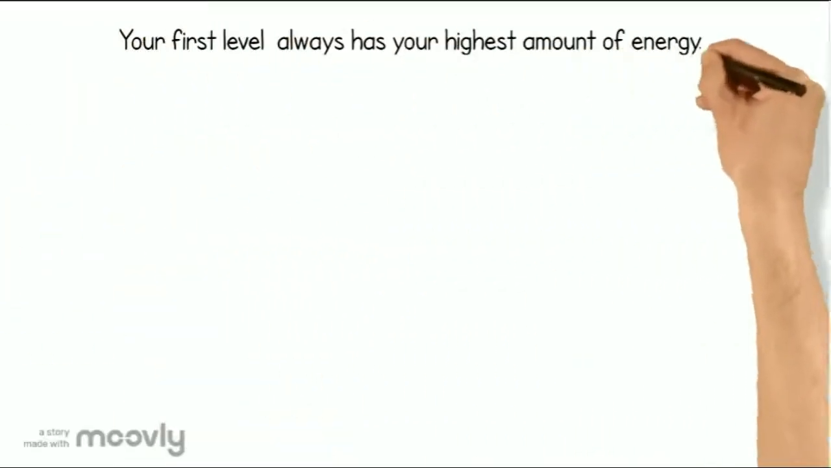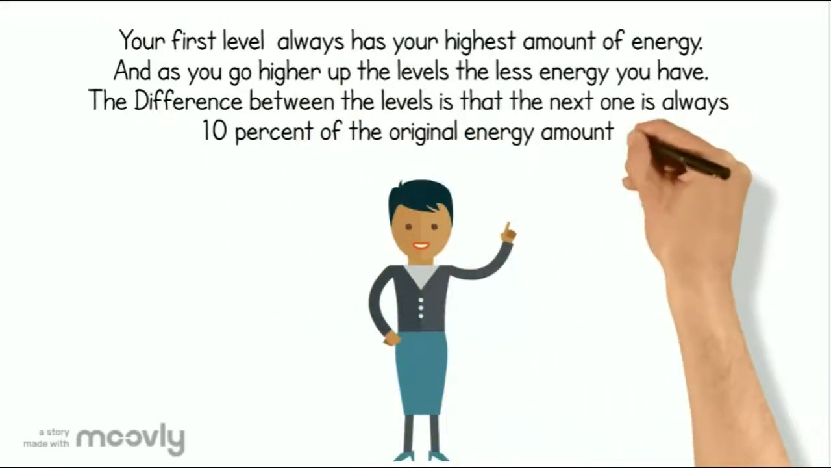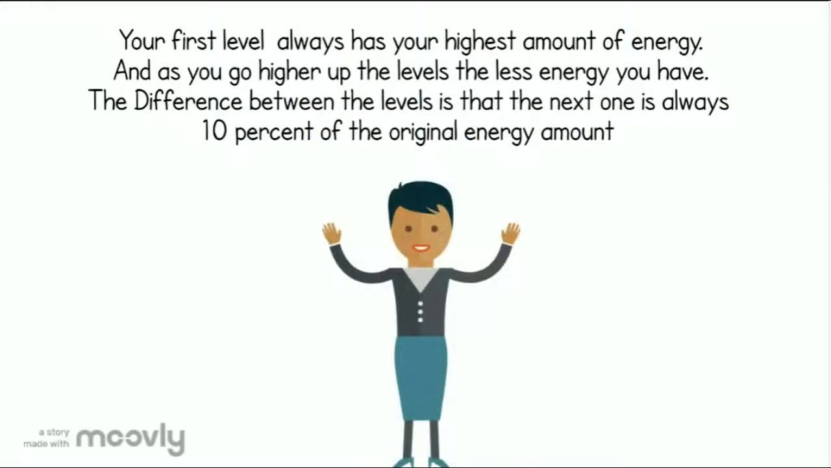Maybe Jessie meets someone else named Raul and gives him 10% of her candy, which is 1 piece of candy. Your first trophic level always has the highest amount of energy, and as you go higher up the levels, the less energy you have. The difference is always 10% of the original amount.